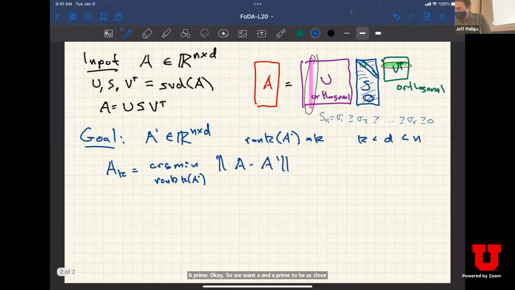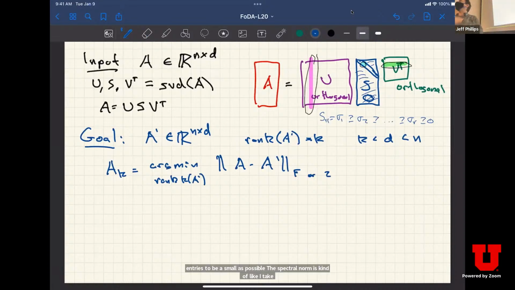And I can use either the Frobenius or the spectral norm here. There are two matrix norms we talked about earlier. Remember, the Frobenius norm is summing up all of the entries squared of the matrix. So I take A minus A prime, I get a residual matrix, and I'd like the sum of the squares of all those entries to be as small as possible. The spectral norm is like I multiply it by a unit vector, and I'd like that to be as small as possible over all of the choices of unit vectors. We'll see how to interpret these a bit more in the context of the SVD.